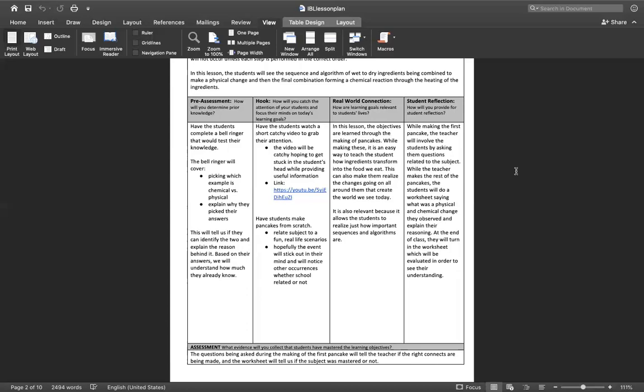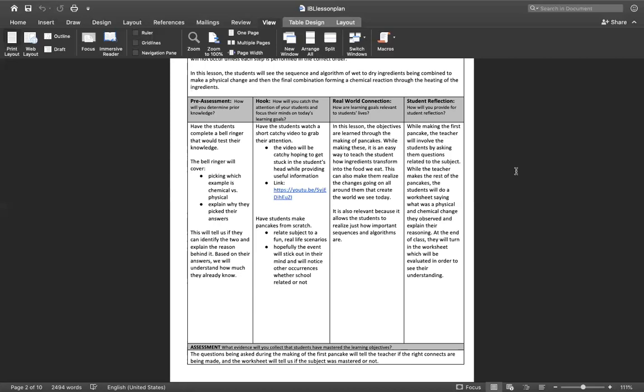So the real world connection in this lesson, the objectives are learned through making of the pancakes. While making these, it's an easy way to teach the students how ingredients transform into the food that we eat. This can also make them realize the changes going on all around them that create the world we see today. It's also relevant because it allows the students to realize just how important the sequence and the algorithms are.